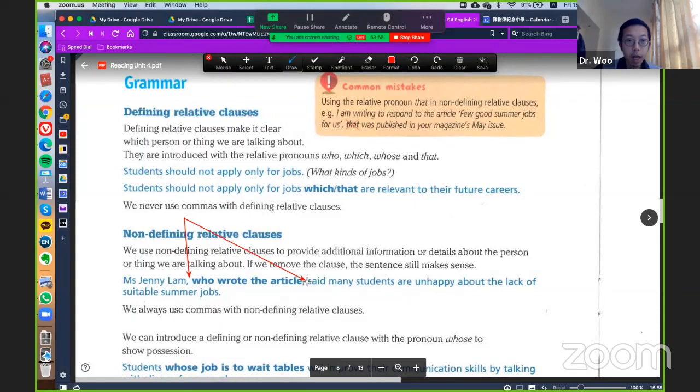I'll say it one more time. Non-defining relative clause, unnecessary information, commas. Now, one more thing, and look at this common mistake. When we're using a defining relative clause, we can use which and that. When we're non-defining, we can only use which or who. We don't use that.